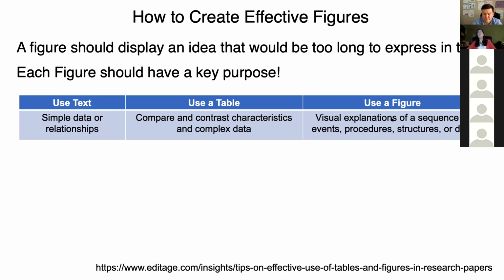Now, on the other hand, figures are good for talking about trends and relationships among data or among characteristics. So you can have a visual explanation that can show a sequence of events, procedures, structures, or trends, okay? So these are what you would want to be looking for as you start writing your papers.